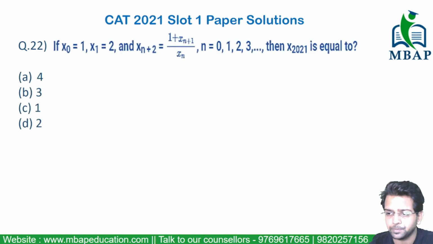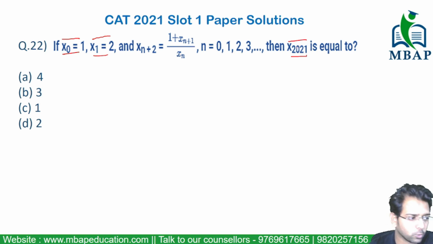Let's solve the last question which came in this paper, CAT 2021 slot 1. It's a series and sequence based question. x0 has been given to you as 1, x1 has been given to you as 2. For the next values you have a logic: x(n+2) is equal to (1 + x(n+1)) divided by xn, and for all the consecutive values you have to find the value of x2021. Unless you find the logic or pattern between the consecutive values of x, you will not be able to find the answer.